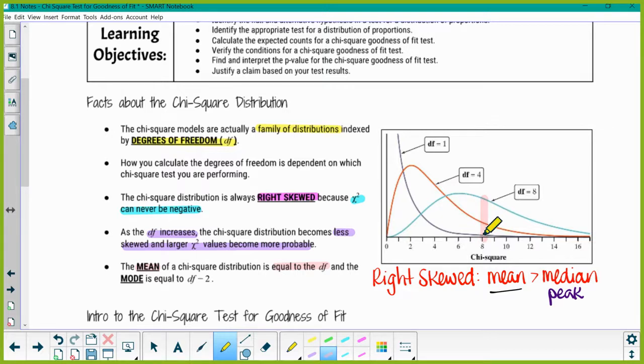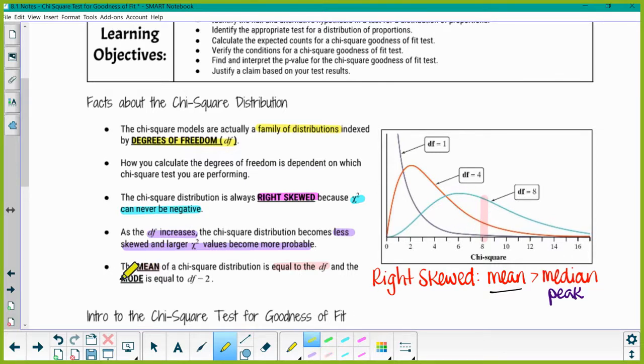And it makes sense because it's not going to be where the peak is, because that's going to be the kind of the mode, the most frequent values that we see. But remember, when I have a right skewed graph, it pulls the mean in that direction. So that's why my mean is a little bit to the right of my peak of my curve.